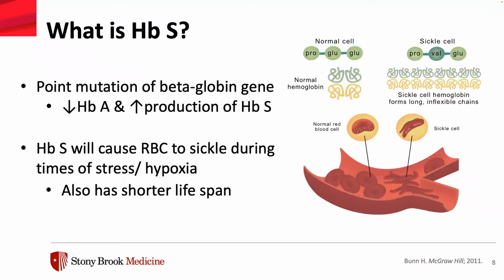Due to them developing this sickled shape, the body tries to destroy these abnormal red blood cells. So these cells tend to have a shorter lifespan of 10 to 15 days, compared to normal red blood cells and hemoglobin that can circulate in our system for up to 120 days.